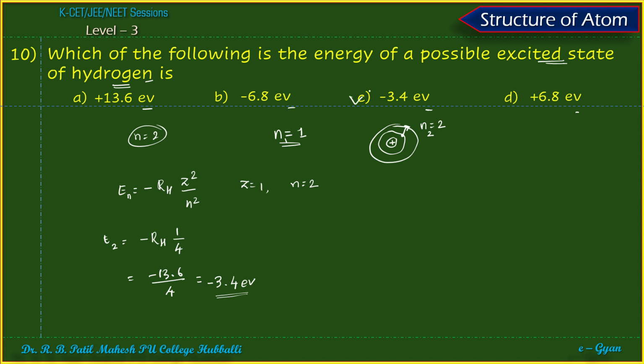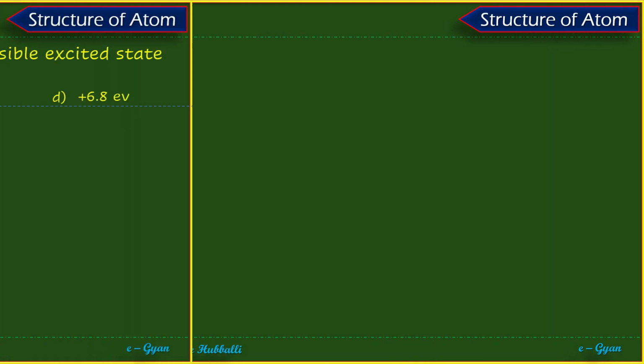The correct option is option C for question number 10. Which of the following energies is a possible excited state of hydrogen? It is C, 3.4 electron volt, by considering n equal to 2, which is an excited state for a hydrogen atom with 1 electron. Moving to the next question.